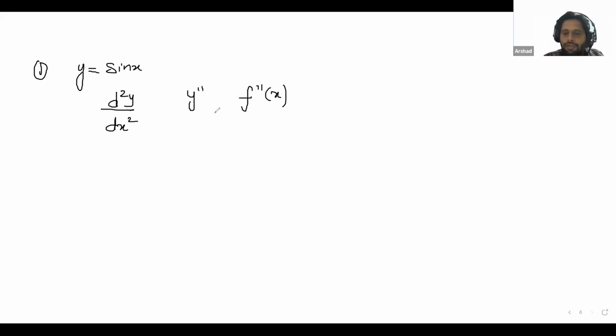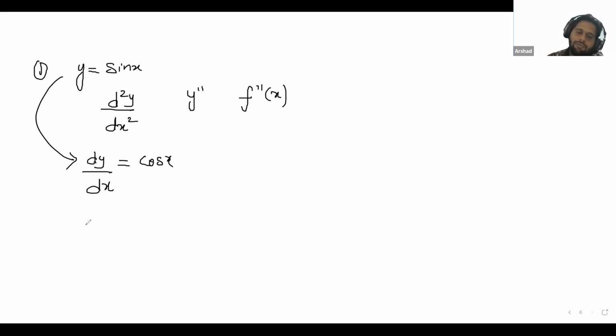It is very, very simple. Please check here. Suppose you have y is equal to sine x, and they will tell you to find the value of d square y by dx square, or they will tell you to find the value of this, or of this. This means second order derivative. That means you are differentiating two times. So we will differentiate the first time. Dy by dx is what? Cos x. We will again differentiate this.